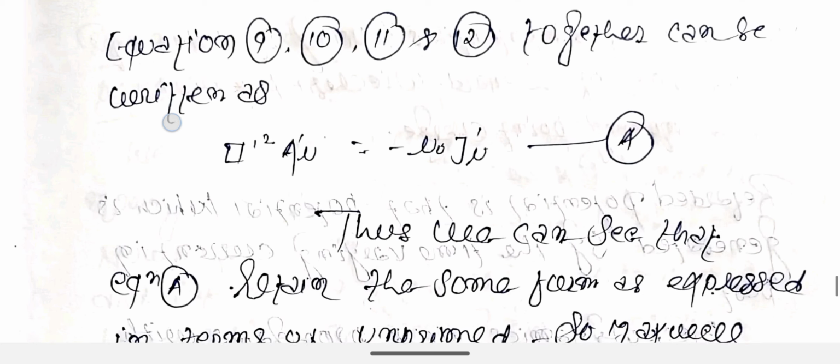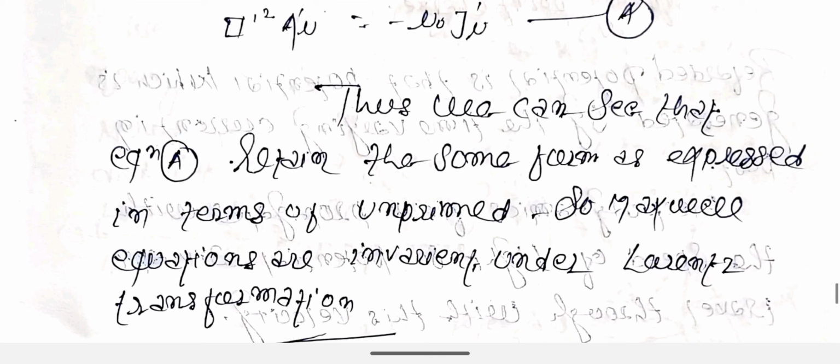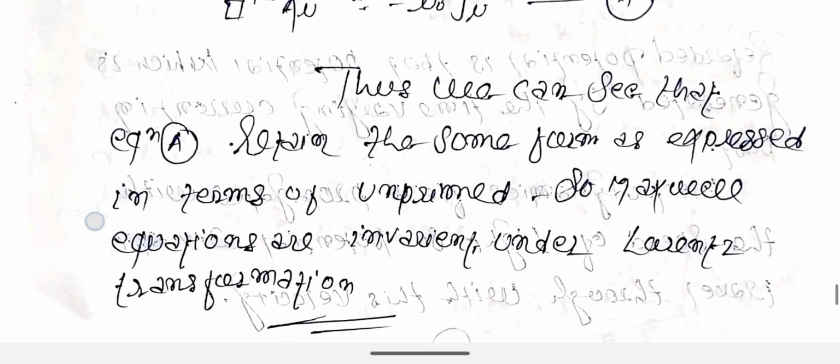Equations 9, 10, 11, and 12 together can be written as box dash squared A dash mu is equal to minus mu naught J dash mu. This is equation A. Thus, we can see that equation A has the same form as that expressed in terms of unprimed quantities. So Maxwell equations are invariant under Lorentz transformation.